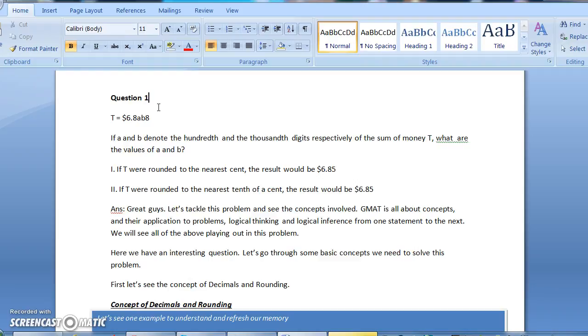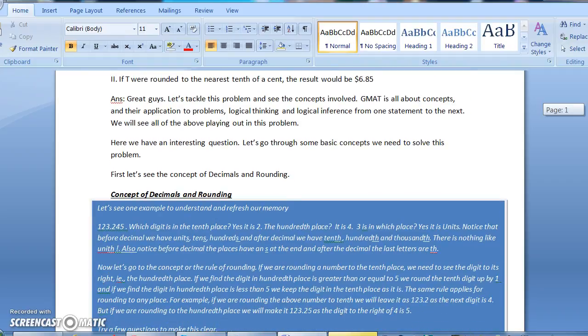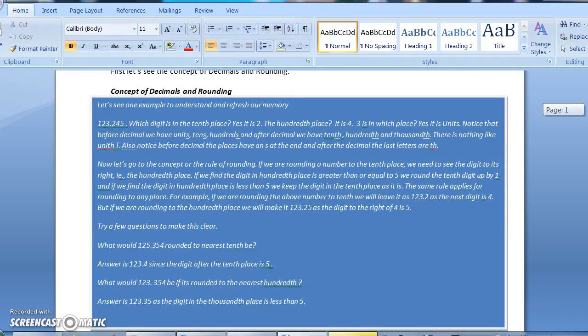Awesome, great guys. Interesting question. Let's take a look at the concepts which are involved. Always remember, GMAT is all about concepts and their application. So we are always going to look at the concepts and how to apply them. Here we need to know two things: the concept of decimals and rounding, and the concept of the tenth and 1/10 of a cent.